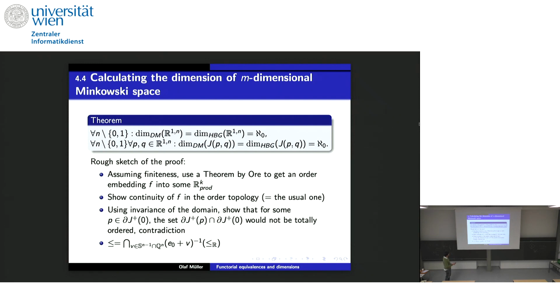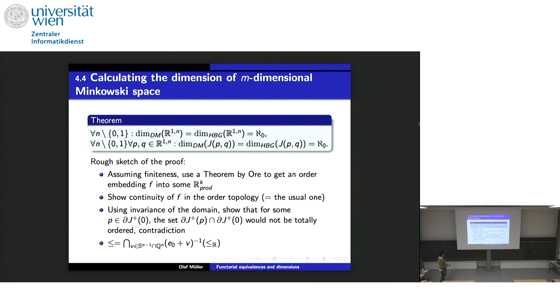And it does not change if I localize the whole thing. It also holds for causal diamonds. There's no difference here. So how do we prove that? First of all, we assume finiteness. The first three points are to show that the dimension is infinite.